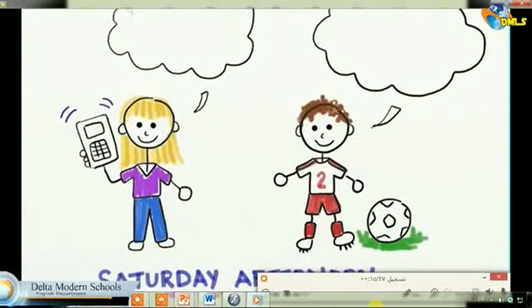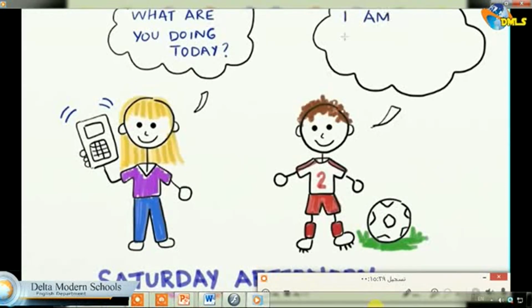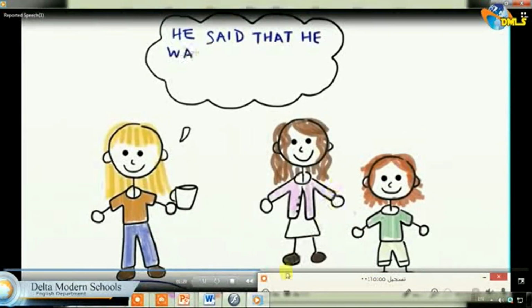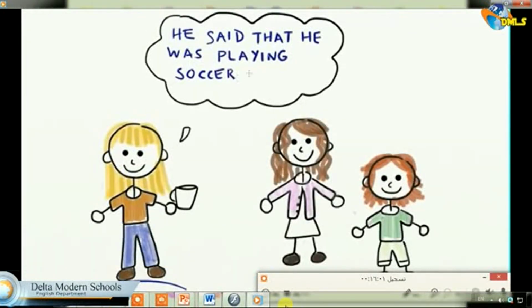Let's look at another example. A girl calls her friends on Saturday afternoon. "What are you doing today?" she asks. This is an example of direct speech. He replies, "I am playing soccer." Another example of direct speech. The next day, the girl has coffee with her friends and she reports to them the information that he told her yesterday. He said that he was playing soccer yesterday. Notice that M has changed to was and today has changed to yesterday.